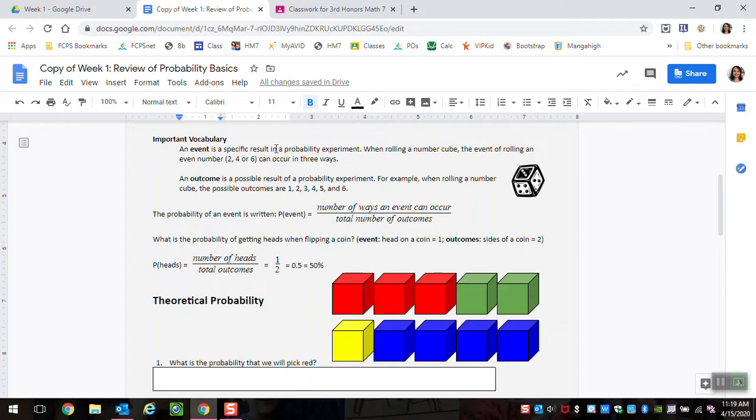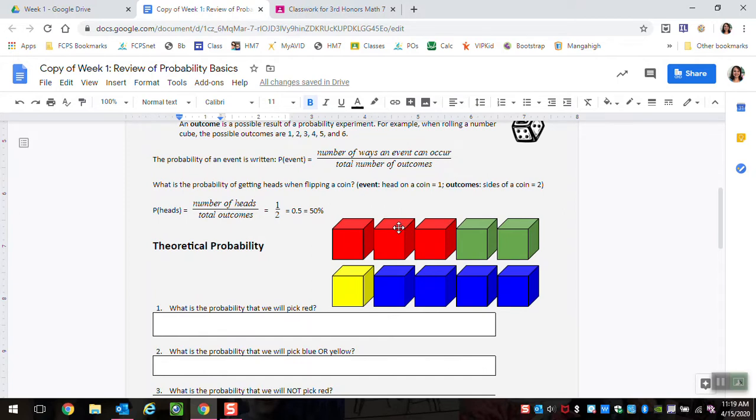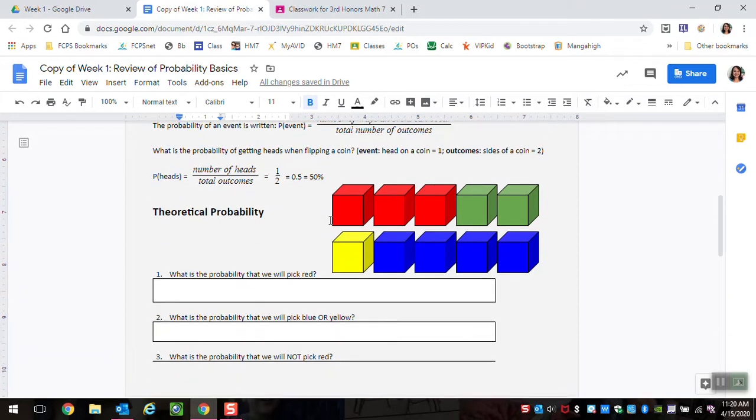So an event is a specific result in a probability experiment. An outcome is a possible result of a probability experiment. For example, when rolling a number cube, the possible outcomes are 1, 2, 3, 4, 5, and 6. The event is what we're looking for, and the outcomes are the denominator, the total. So what's the probability of getting heads? Well, the event, what we're looking for, is a head, and there's 1 out of 2 outcomes. So that gives us 1 out of 2, 0.5, or 50%.